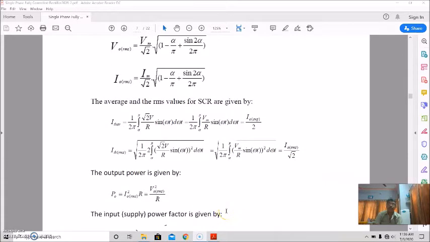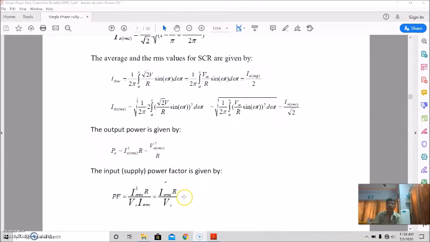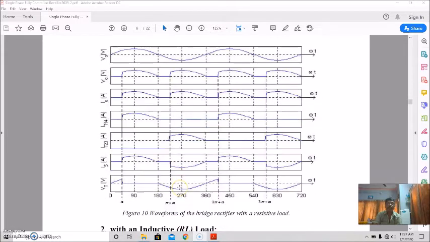So we can write the output power like this: output power equals RMS output current squared into R. That will be the RMS value of the output voltage squared by R. And the input or supply power factor is given by output power by input power, that is P by S, which will be I RMS squared R divided by V S I S.